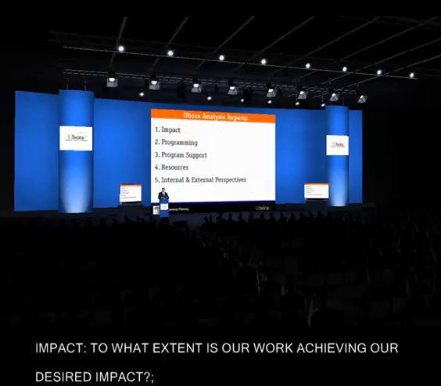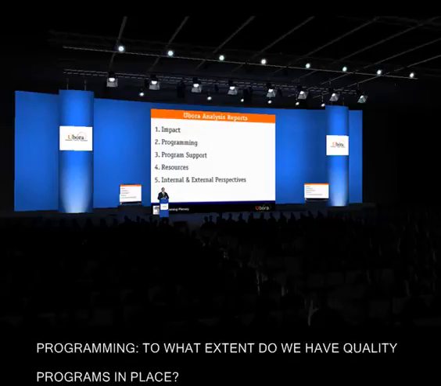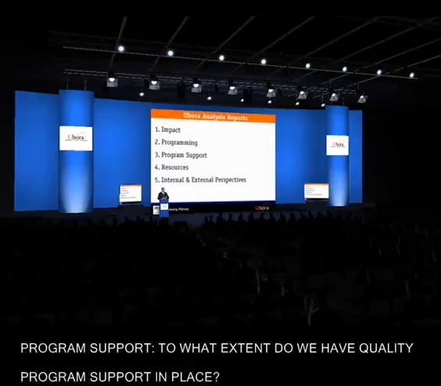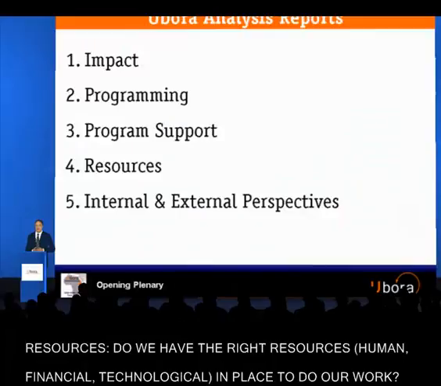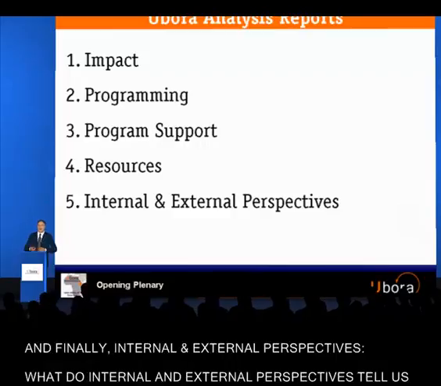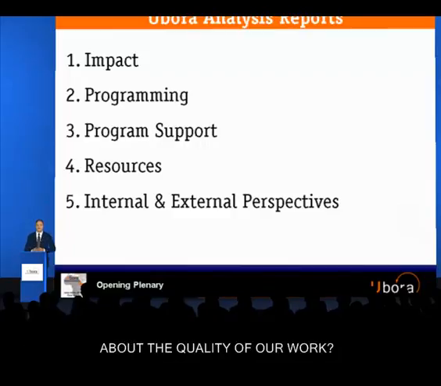Impact. To what extent is our work achieving our desired impact? Programming. To what extent do we have the quality programs in place? Program support. To what extent do we have quality program support in place? Resources. Do we have the right resources, human, financial, technological, in place to do our work? And finally, internal and external perspectives. What do internal and external perspectives tell us about the quality of our work?